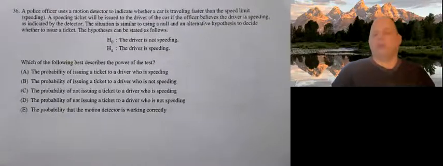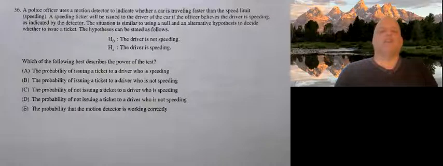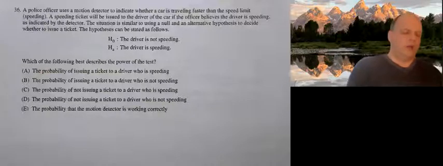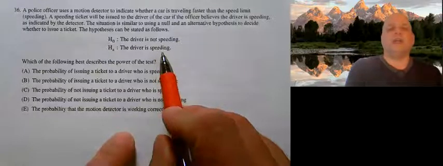Number 36. A police officer uses a motion detector, a radar gun, and I guess we don't like the word gun, to indicate whether a car is traveling faster than the speed limit. A speeding ticket will be issued to the driver of the car if the officer believes the driver is speeding, as indicated by the detector. The situation is similar to using a null and alternative hypothesis to decide whether to issue a speeding ticket. The hypothesis can be stated as follows. The null, we believe they're innocent, they're not speeding. The alternative, they are speeding.